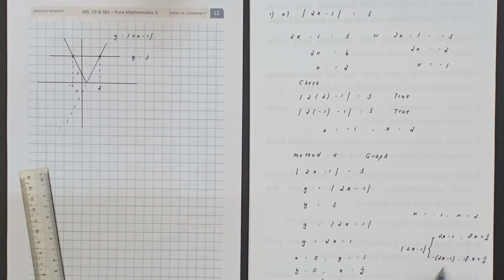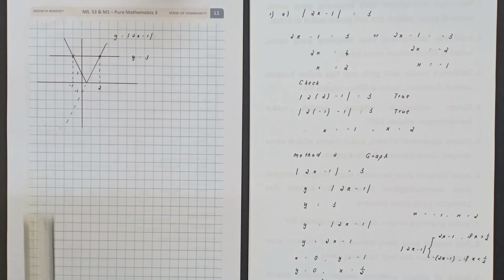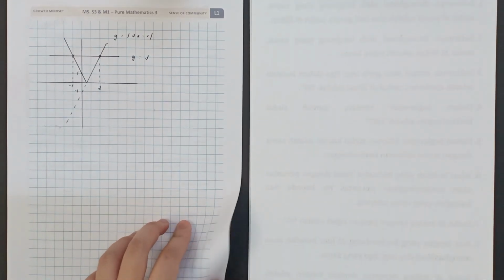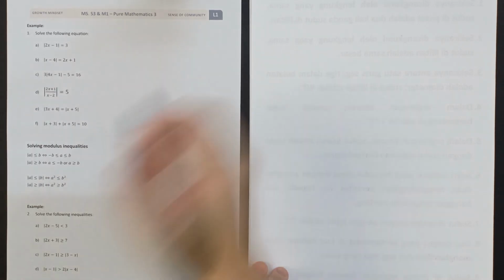Then you try to draw these two graphs. It's the same idea, so maybe you try this for the other question. Alright, now let's continue with the next one. For number 2, I have modulus x minus 4 equals 2x plus 1. It's the same thing, so let's try to do it.